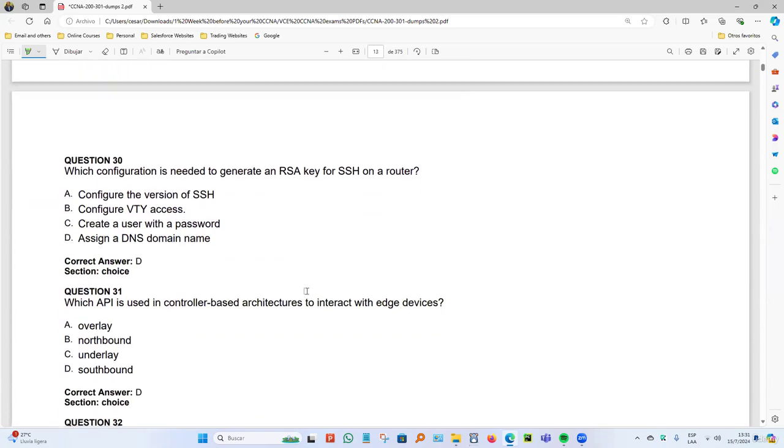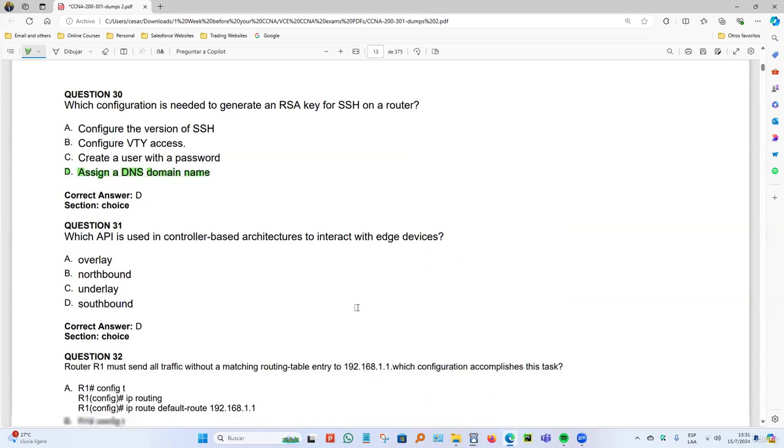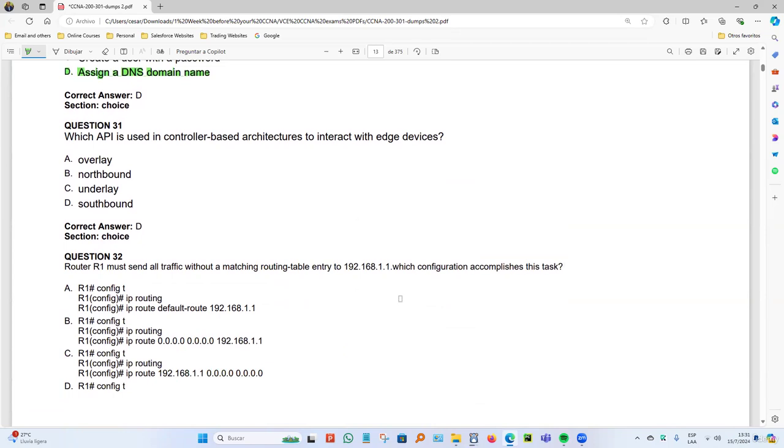Next one. Which configuration is needed to generate an RSA key for SSH on a router? That will be D, assign a DNS domain name. It's important to do that. What about question 31? Maybe we can do 40 today. I think it's fine if we go ahead and complete 40.